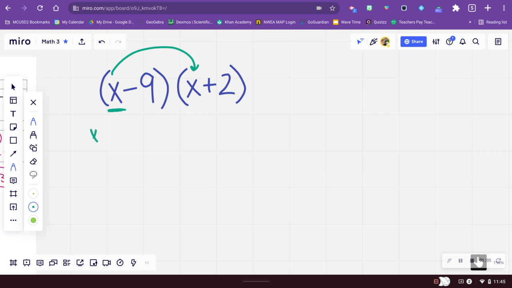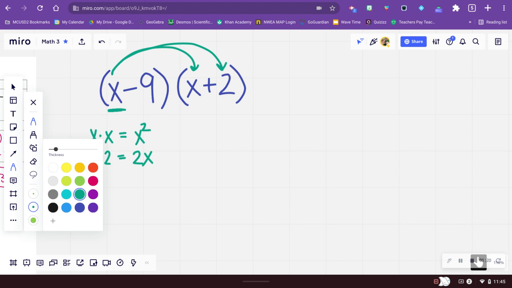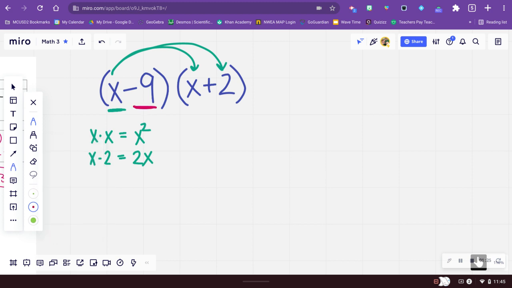So I'm going to do x times x, and remember that's x to the second power, and then x times 2, and that's just a 2x. So I multiplied everything by x. Now I'm going to multiply everything by negative 9. So negative 9 times x is negative 9x, and negative 9 times 2 is going to give me negative 18.